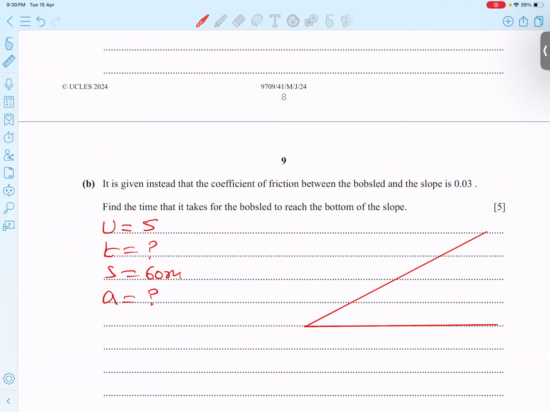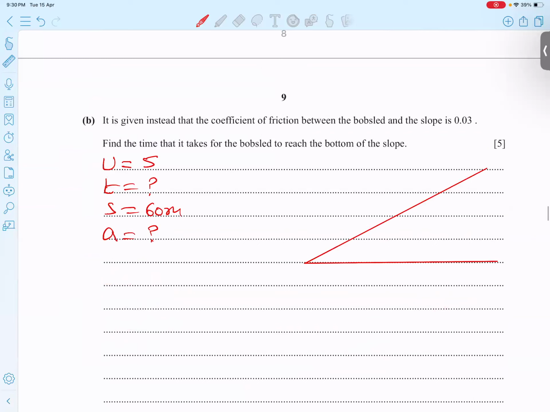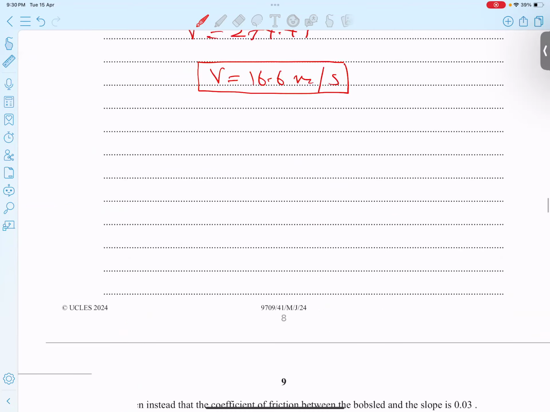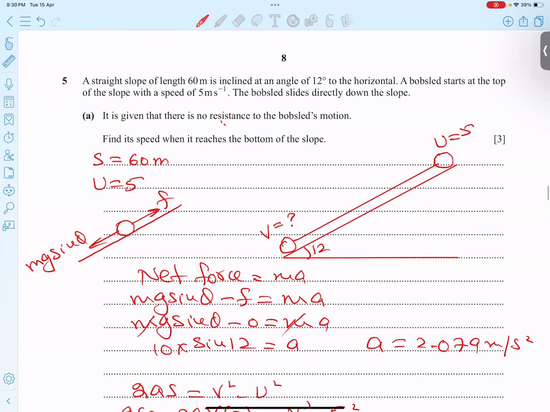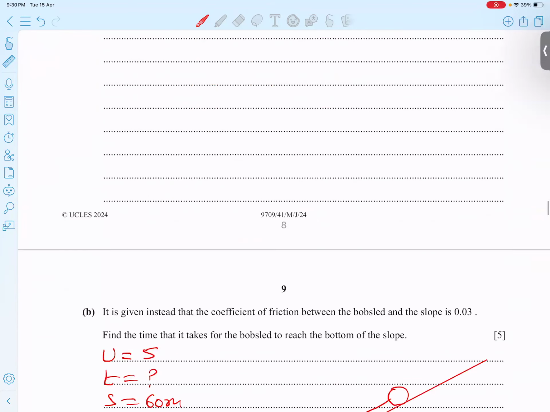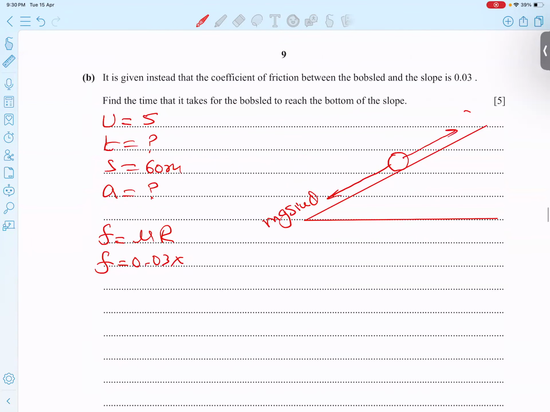So let's start. What is the formula? F equals mu R. Mu is given as 0.03, and how do we find R? Let's discuss, for example, this particle is placed. So this is mg sine theta. The mass is not given here, no problem. And this is the backwards friction. This is the R component, and this is the mg cos component.